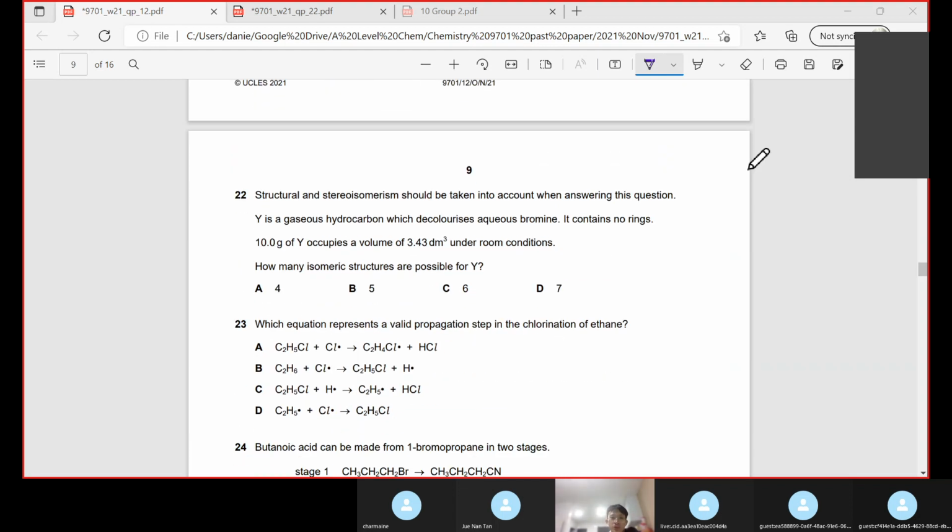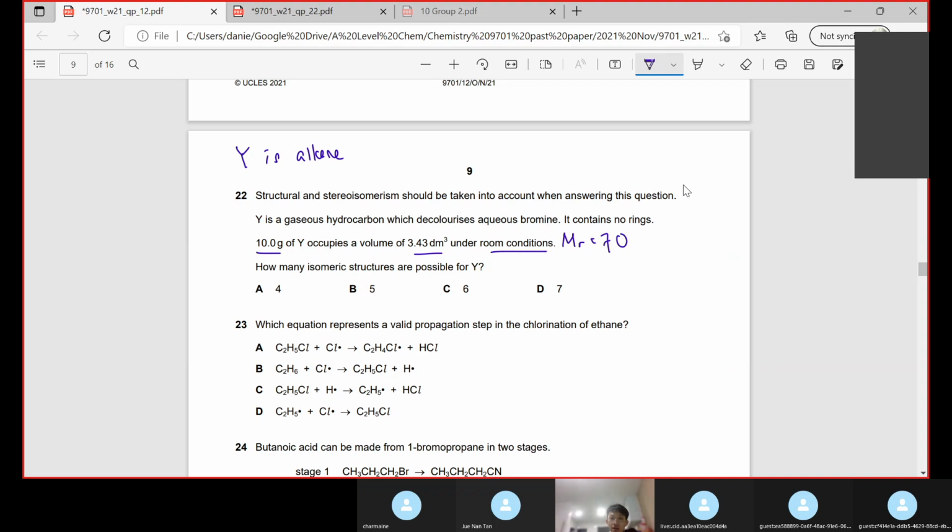For 22, what you need to come out in your mind is that it is an alkene, as it can decolorize aqueous bromine. Then they provide the mass and the volume at room condition. Using these three pieces of information, you should be able to calculate the number of moles: take 3.43 divided by 24, then you get the mole. Then take mass divided by mole, and your MR, relative molecular mass, you should get around 70.